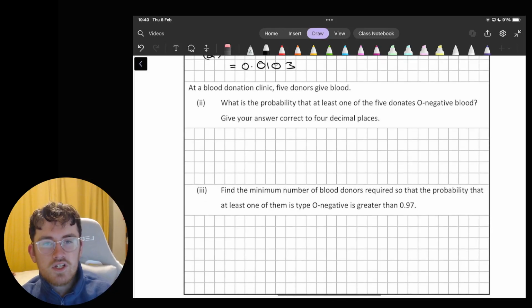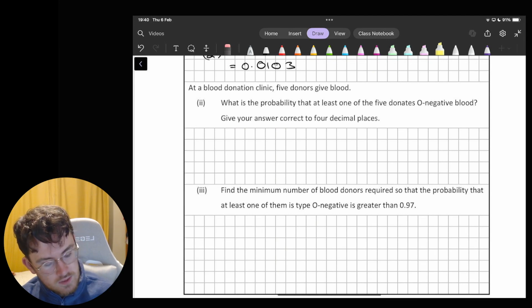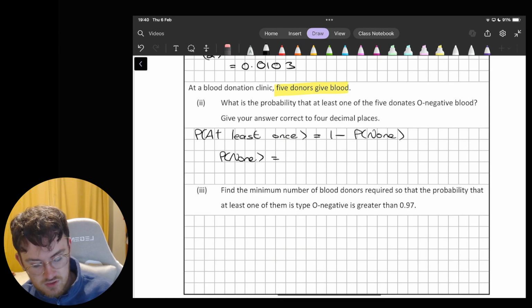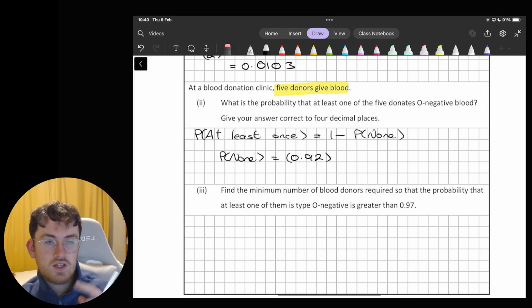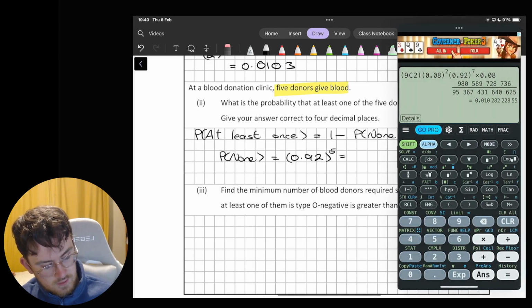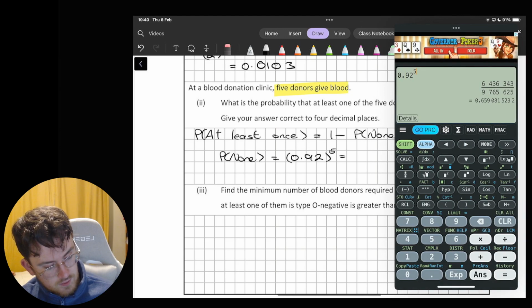At a blood donation clinic, 5 donors give blood. What is the probability that at least one of the 5 donates O negative? So the probability that at least one, okay, we've done this kind of sum nearly 3 times at this point. At least one is 1 minus the probability of none. The probability of none, we don't even have to treat as a Bernoulli trial because we're just looking at getting none of the 5 donors. They're independent events, so 0.92 to the power of 5 for that one.